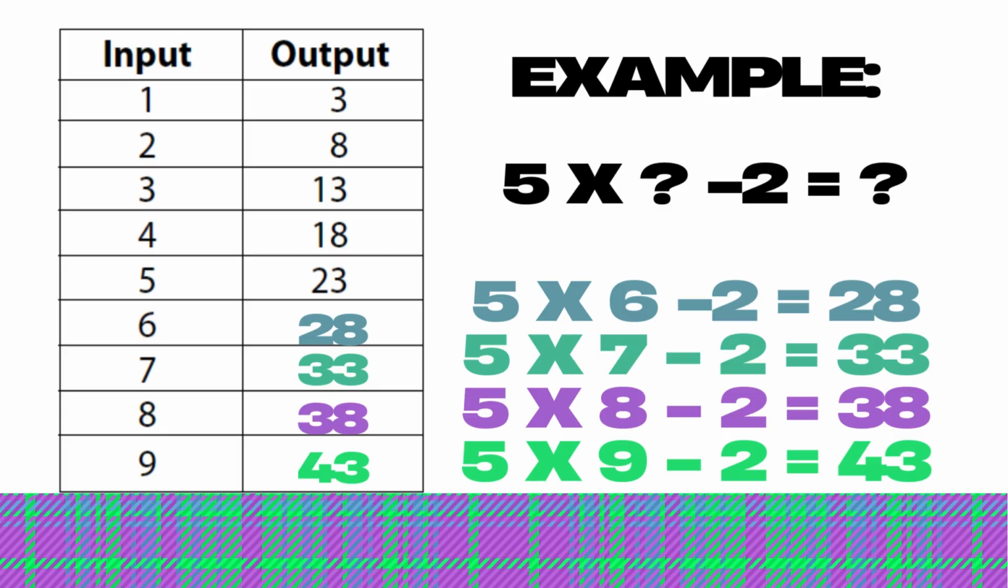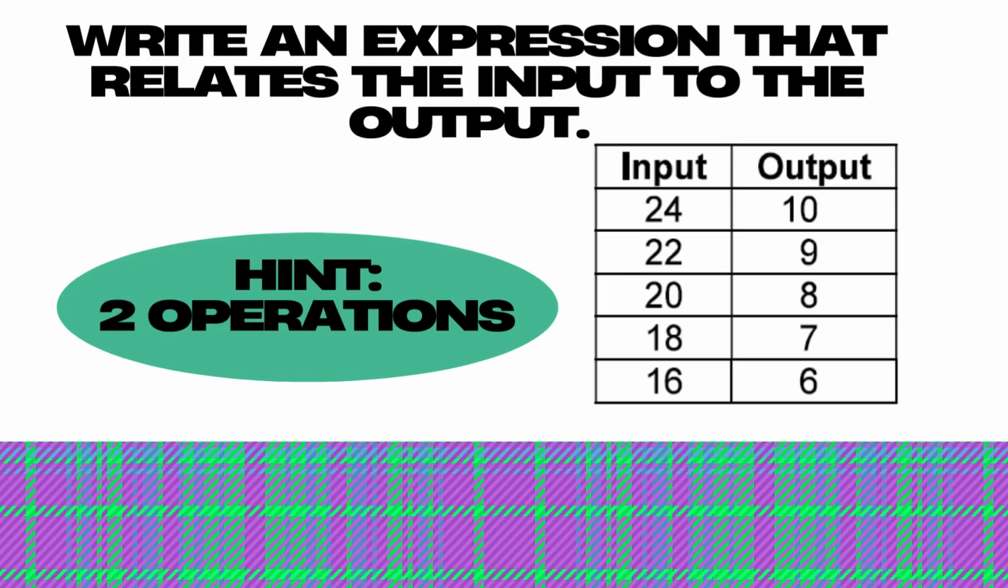And once again, these answers follow the pattern where the output column is increasing by 5 each time. When the input was 8, the output was 38. And when the input was 9, the output was 43. Let's move on to another one.